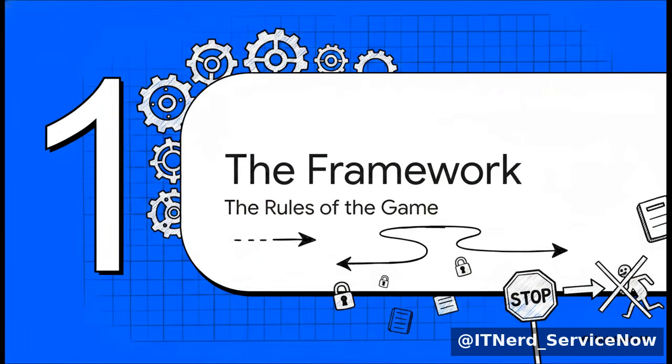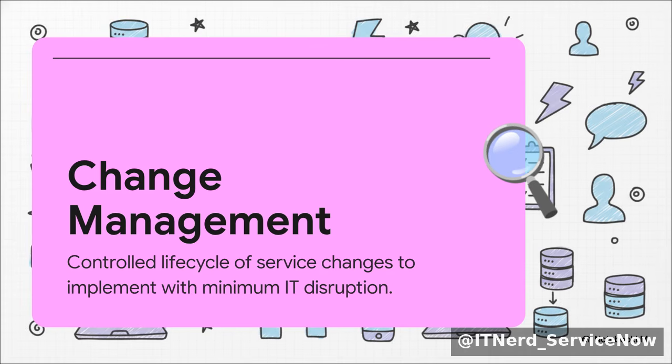All right, first things first, we need to establish our framework, basically the rules of the game. To prevent absolute IT chaos, we need rules, right? You can't just have teams pushing changes to the environment whenever the mood strikes them. The core philosophy here is pretty simple. Reduce business disruption caused by poorly planned changes. You're not just throwing updates over the wall anymore.